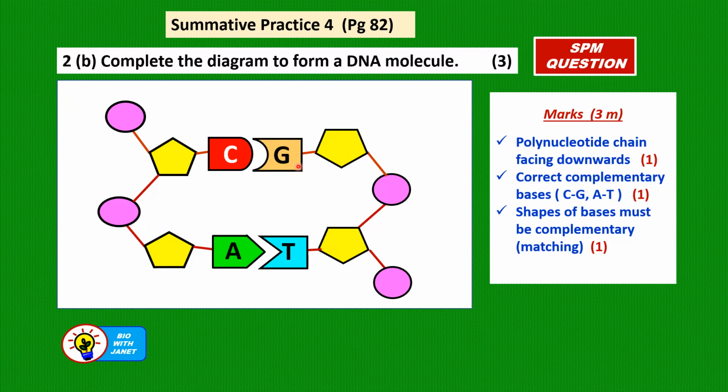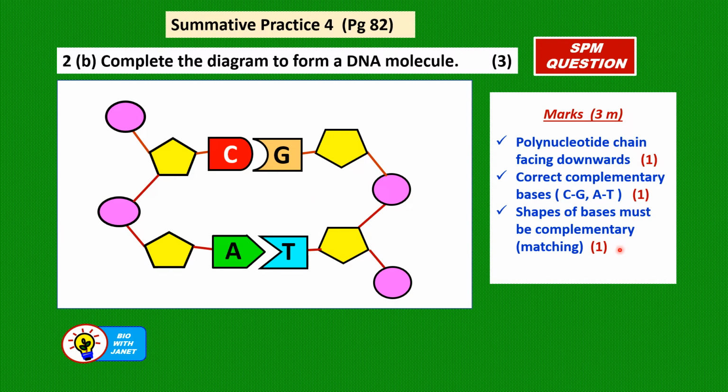Secondly, to get the second mark, you have to make sure that you write the correct complementary base. For example, complementary base of cytosine is guanine, so write the G here. And complementary base of adenine in the DNA molecule is thymine. Okay, now that is the second mark.